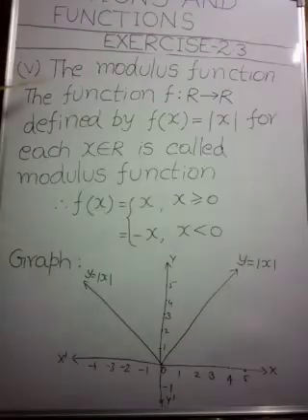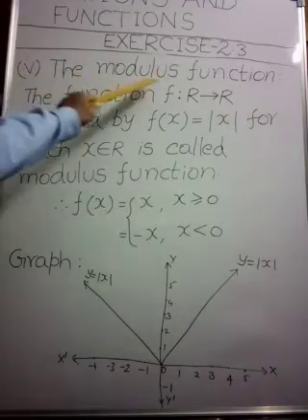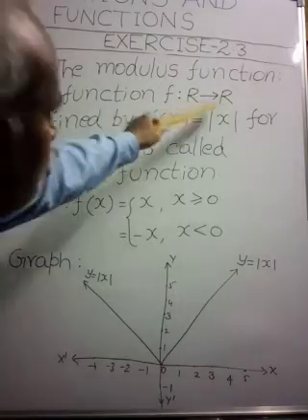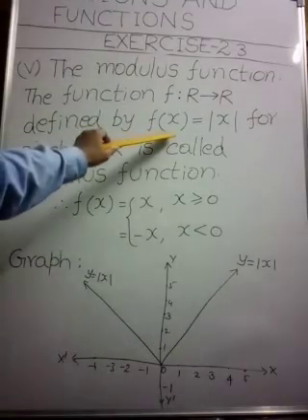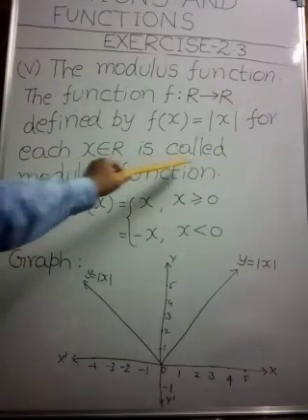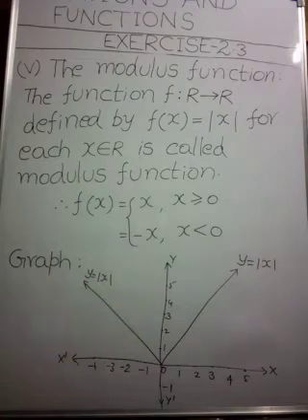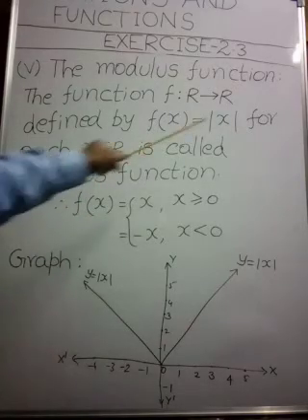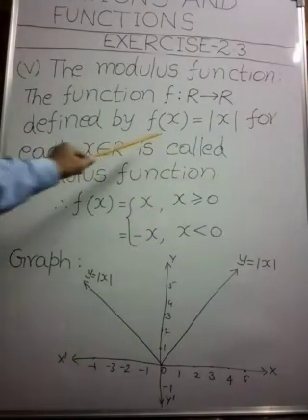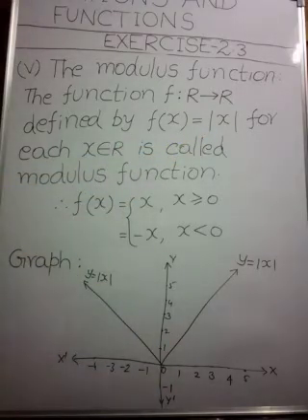Now come to the next type of function, that is the modulus function. We are defining here the modulus function. The function f from R to R defined by f of x is equal to modulus of x for each x belongs to R is called modulus function. You have already studied about modulus of a number. It is also called absolute value of a number. This is called modulus of x, absolute value of x. So this function is said to be the modulus function.